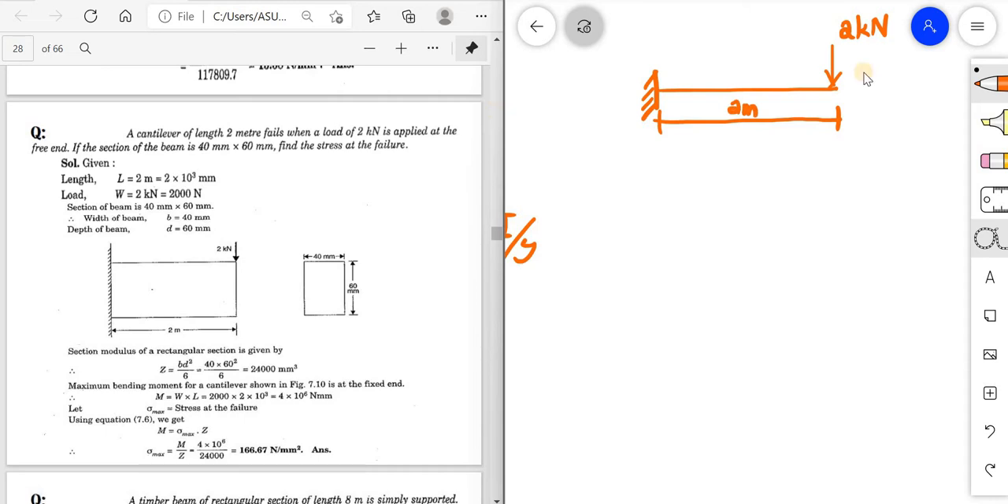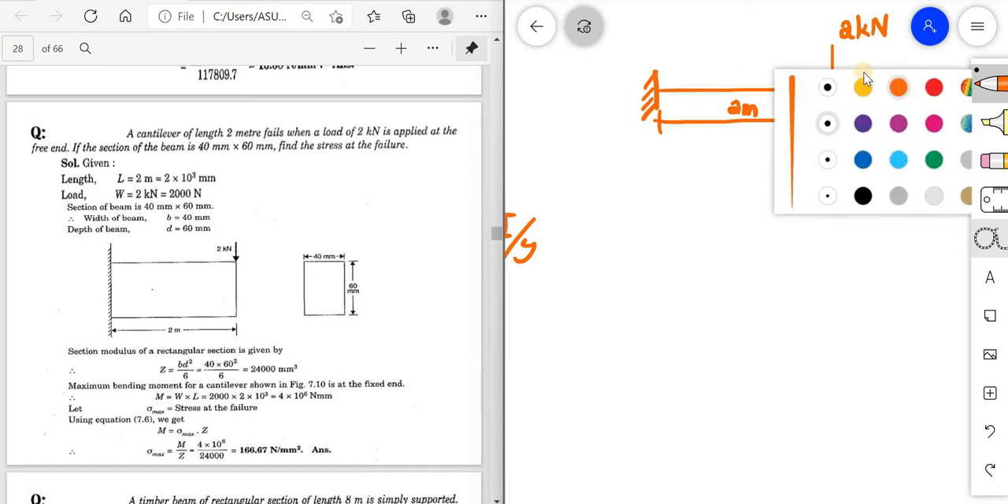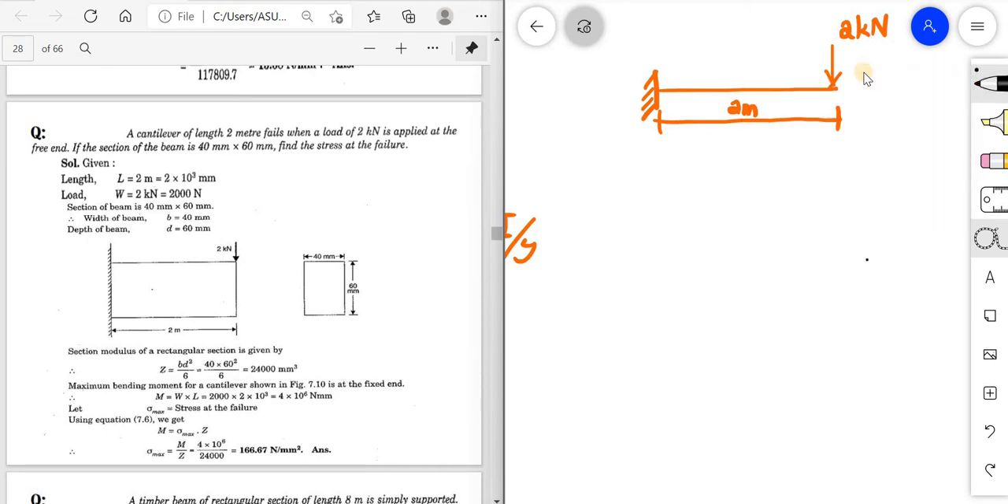The beam is having a section of 40 into 60. So 40 means it is breadth and depth is 60. Always take the larger portion as the depth. Find the stress. I have to find out the stress. Since only the stress is asked, it means we have to find the bending stress. I am given a load, it is failing at 2 kilonewton, and the section is given. So this can be done.